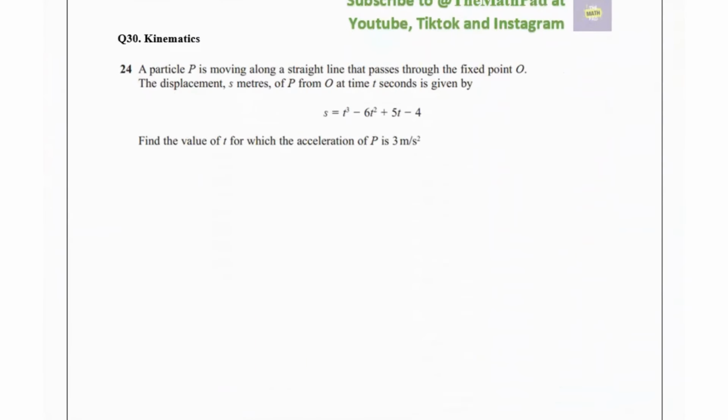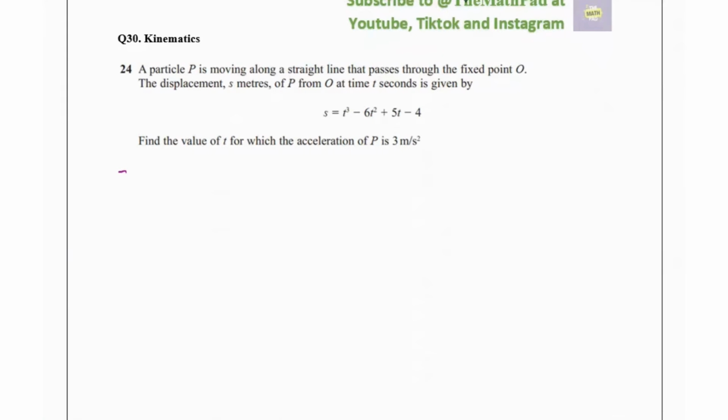Then the next question you can get for differentiation is kinematics. So kinematics did not come in June 2025, so I have a feeling it might come for October, November. So a particle P is moving along a straight line that passes through the fixed point O. The displacement s meters of P from O at time t seconds is given by s equals to t cubed minus 6t squared plus 5t minus 4. Find the value of t for which the acceleration of P is 3 meters per second.